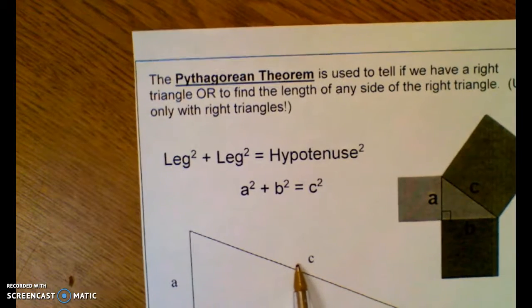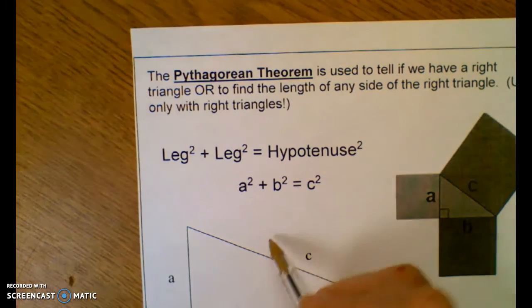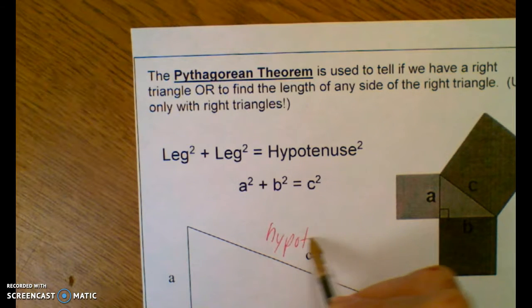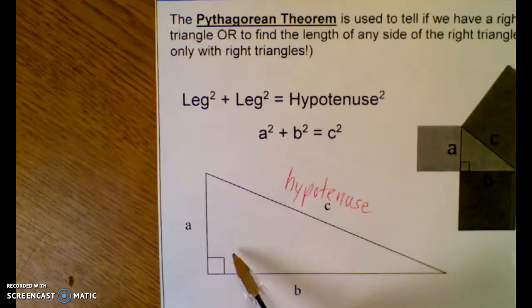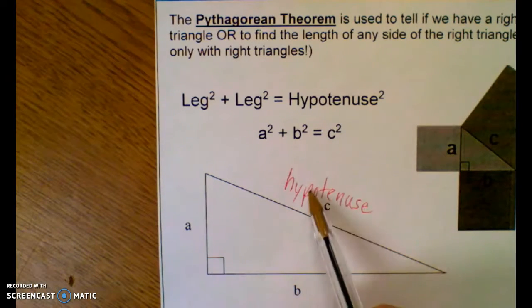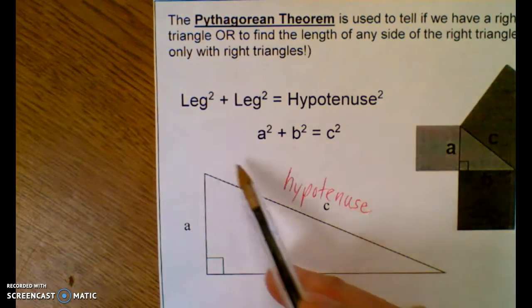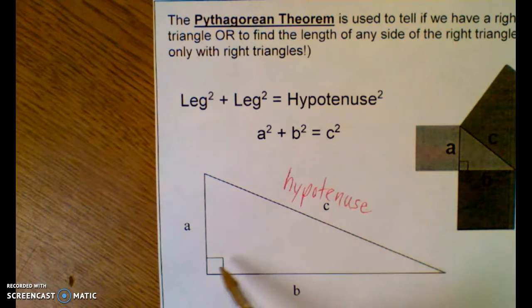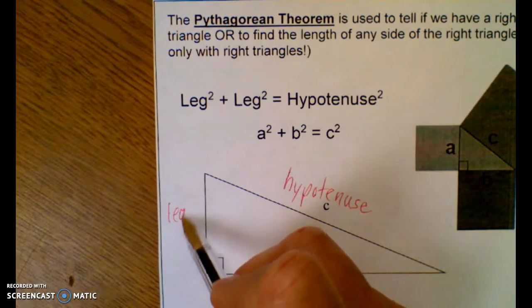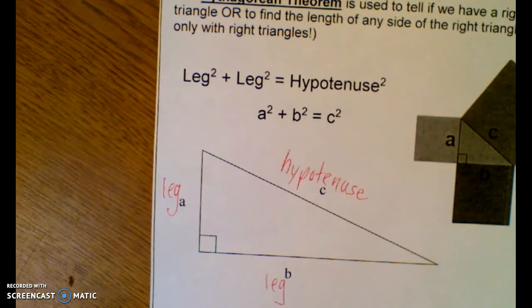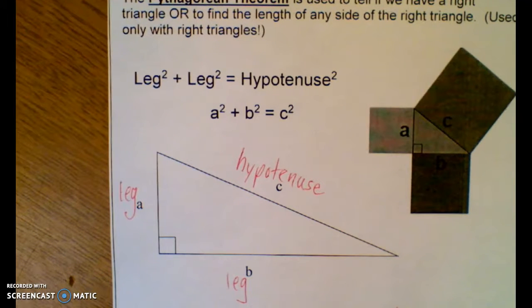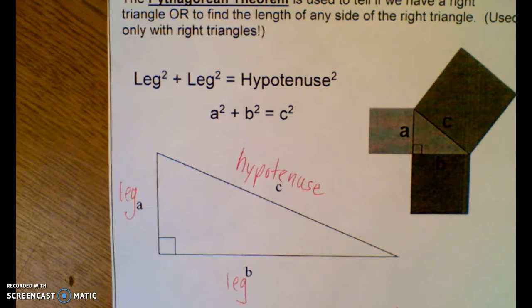So on your note sheet, what you're going to want to do first is label which is which. This is your hypotenuse. It's the longest side of any right triangle, and you'll notice it's across from this right angle over here. So that's how you can always locate it. Not only is it the longest side, but it's across from the right angle. The other two sides make up the legs. So this would be leg A and leg B. Once you know your vocabulary, when you're working with a Pythagorean theorem problem or with any right triangle problem, you can move to the next step.